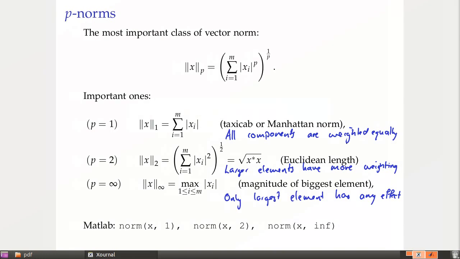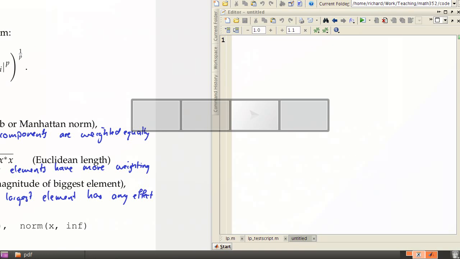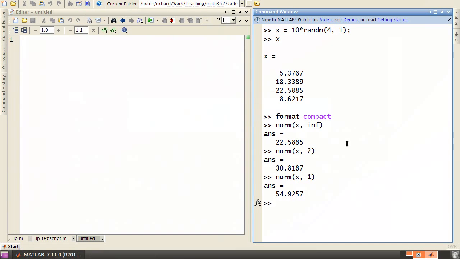Okay, jumping back to our lecture. Actually, before we do that, we'll do a bit more. Okay, so you're used to the idea of unit vectors being vectors of length 1.